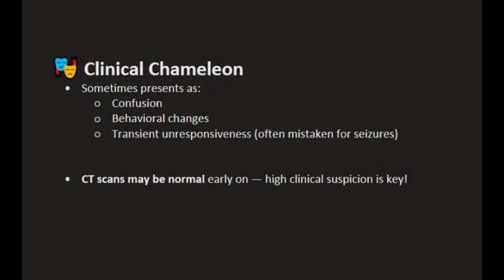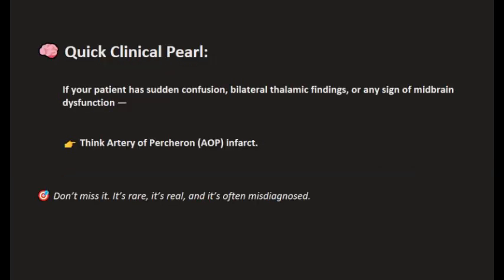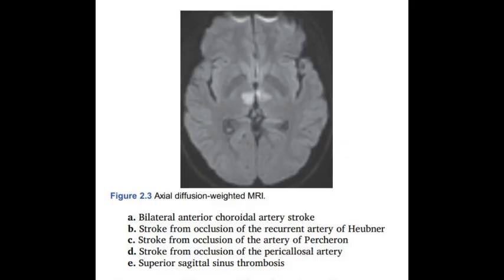Now the question is, why is it hard to catch? Now here's the kicker. Early imaging may be normal, CT is often unrevealing, and even MRIs can miss it, unless you do thin cuts through the thalamus. So you may have to rely on your clinical suspicion. If a patient has sudden confusion, bilateral thalamic findings, or any kind of midbrain dysfunction, think of an issue with the artery of Percheron. We've agreed that our answer is the artery of Percheron.